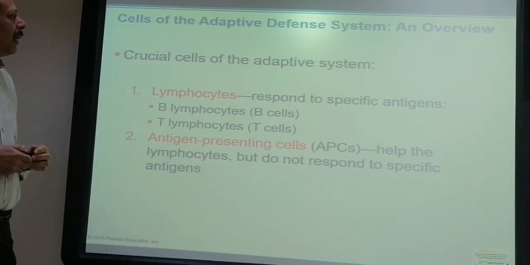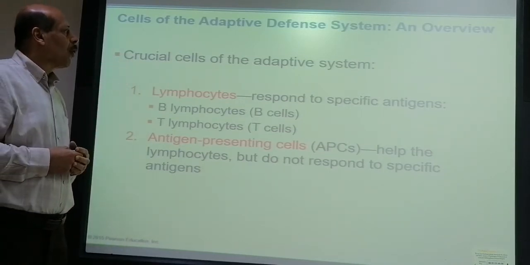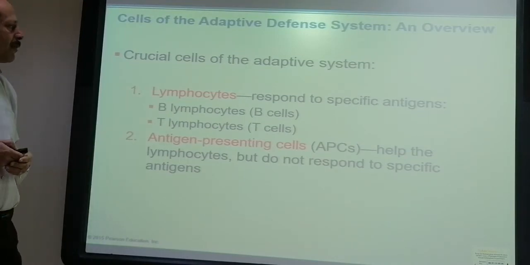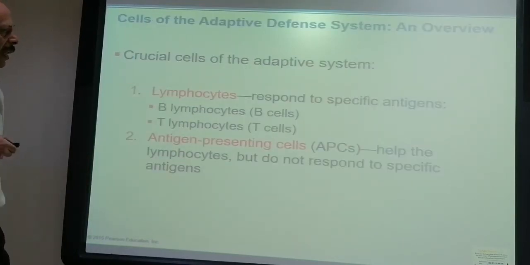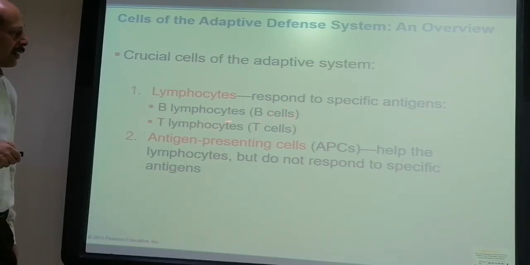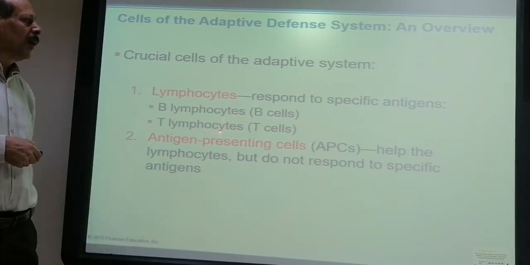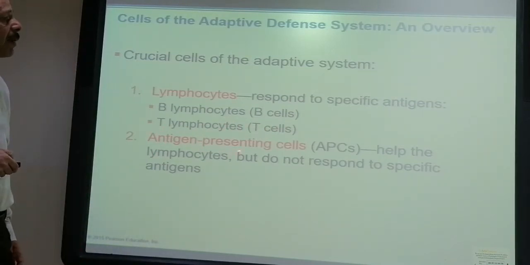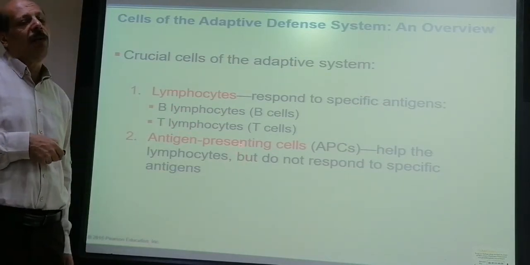In the cells, we also have crucial cells of the adaptive system. We have the lymphocytes, which respond to specific antigens: B lymphocytes and T lymphocytes. So we have two types of cells, the T lymphocyte and B lymphocyte. They are responding to antigen. We also have antigen presenting cells, which help the lymphocytes but do not respond to the specific antigen. So they are helping the lymphocytes in recognition of the antigen.